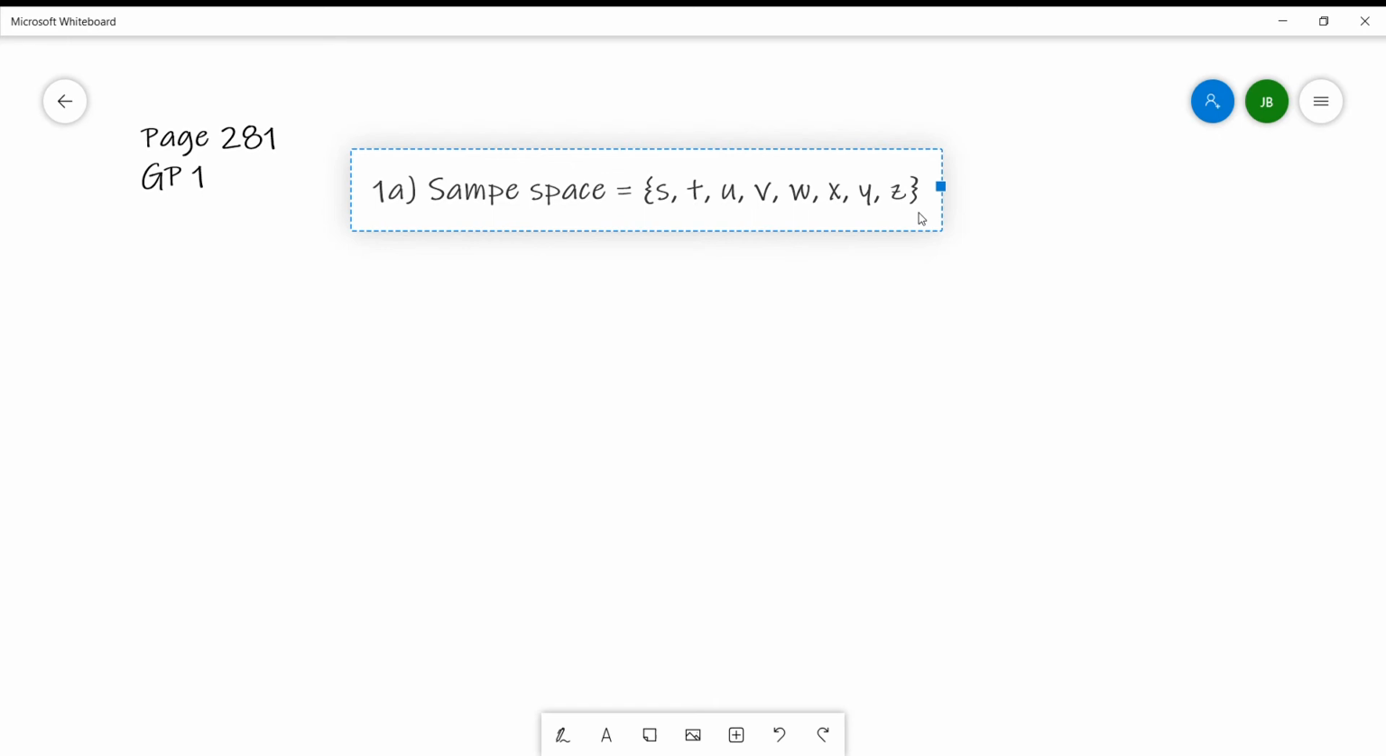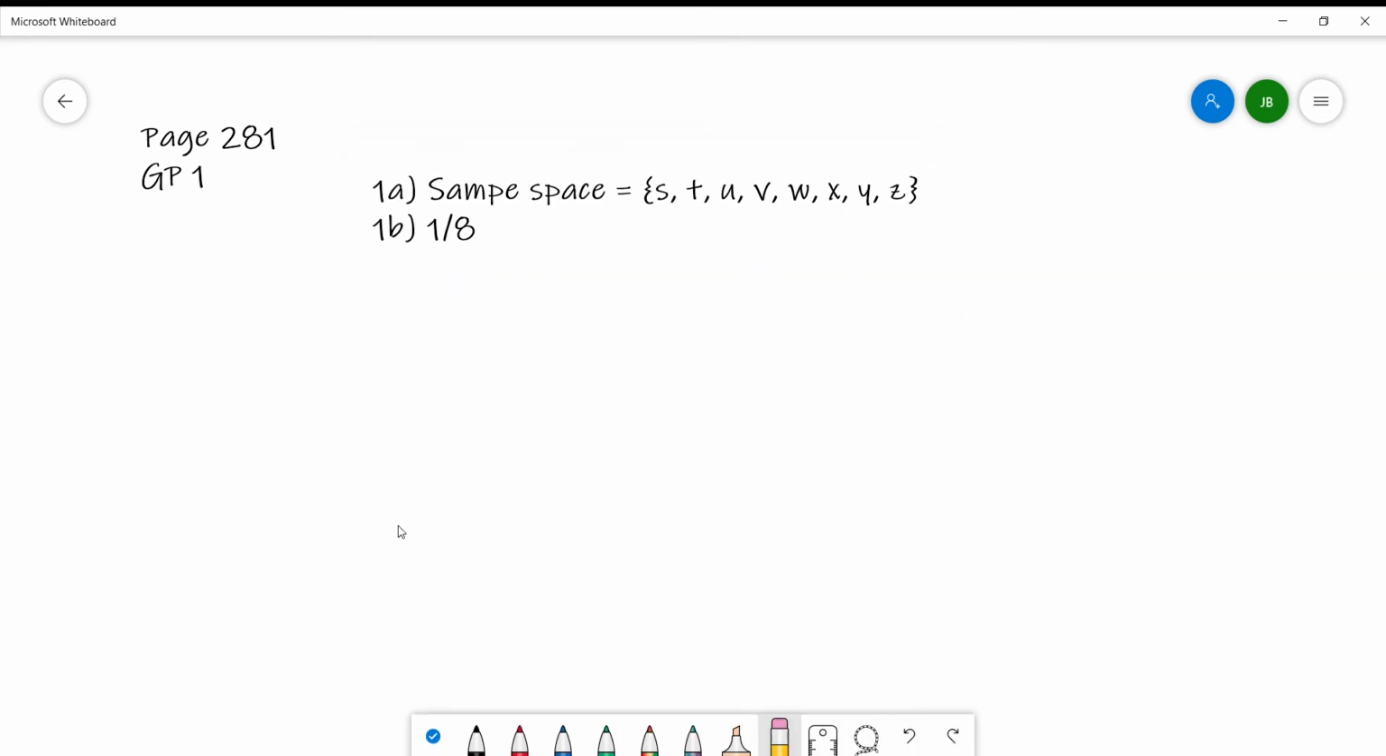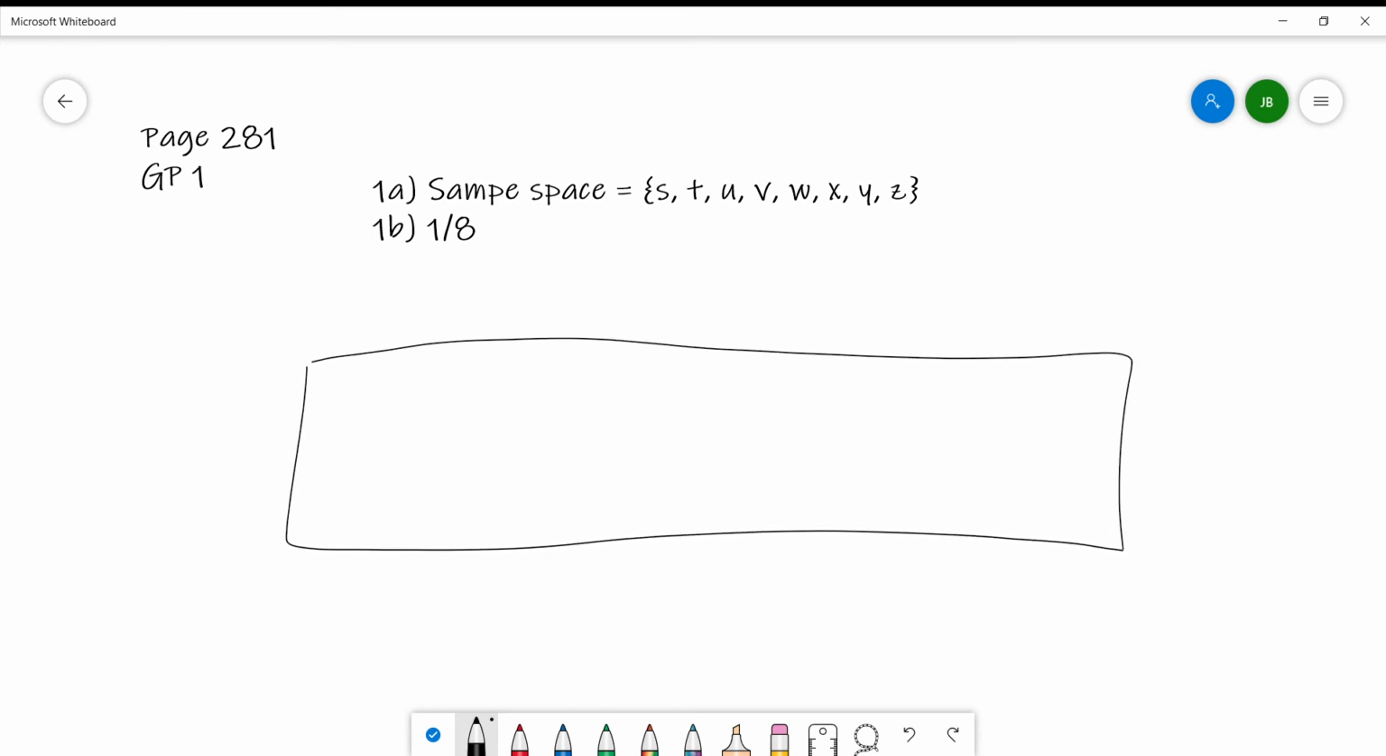And then 1b, because there are 8 outcomes, the probability is 1/8. If you want to do that as a percentage, feel free, it's 1 divided by 8. Construct the probability model. So your probability model is going to be a chart. I guess I'll have to draw that. So 1c.